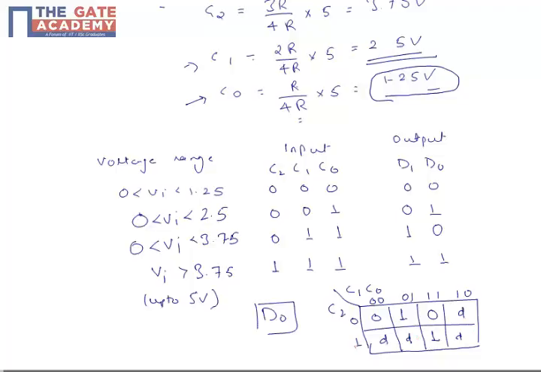Now the possible groupings are one which will give C2 and one which will give C1 bar into C0. So our output is D0 equal to C2 plus C1 bar into C0.